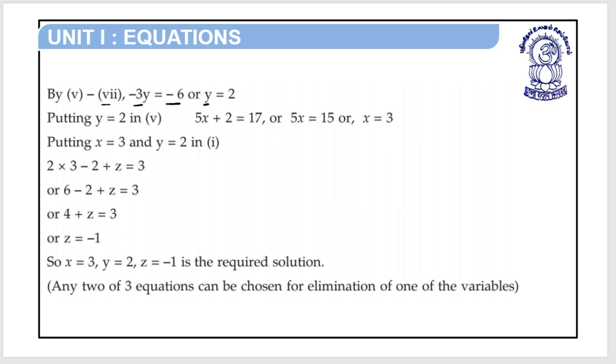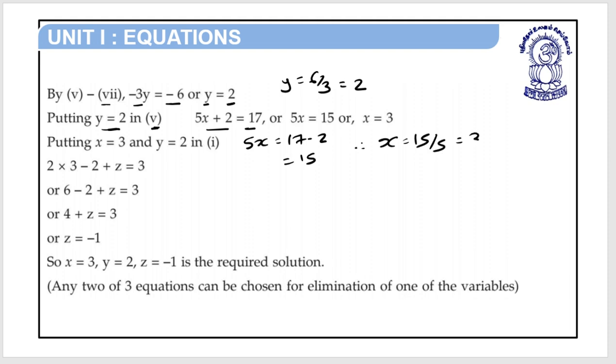So y is equal to 6 by 3. 3 2s are 6. So y is equal to 2. Putting y is equal to 2 in equation number 5. So 5x plus 2 is equal to 17. So 5x is equal to 17 minus 2, which is 15. So x is equal to 15 by 5. So x is equal to 3.